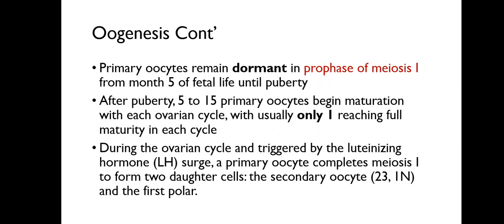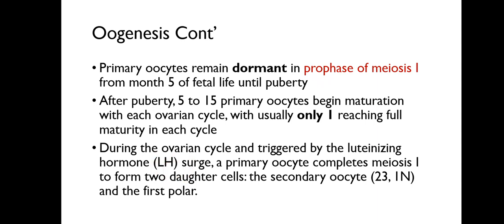Now, remember that during the ovarian cycle, when there is formation of those ovums or eggs, and triggered by luteinizing hormone, a primary oocyte completes meiosis 1 to form two daughter cells. That is the secondary oocyte, which has 23 chromosomes, and the first polar body.